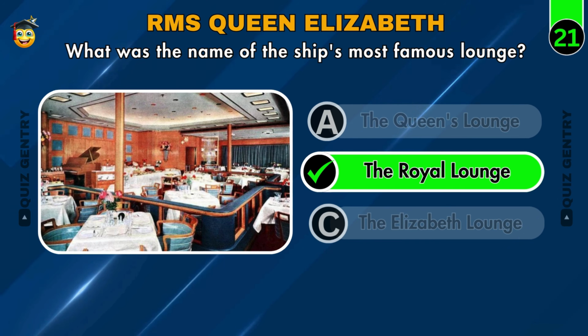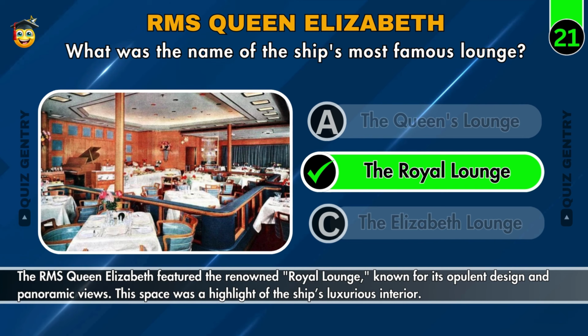The Royal Lounge. The RMS Queen Elizabeth featured the renowned Royal Lounge, known for its opulent design and panoramic views. This space was a highlight of the ship's luxurious interior.